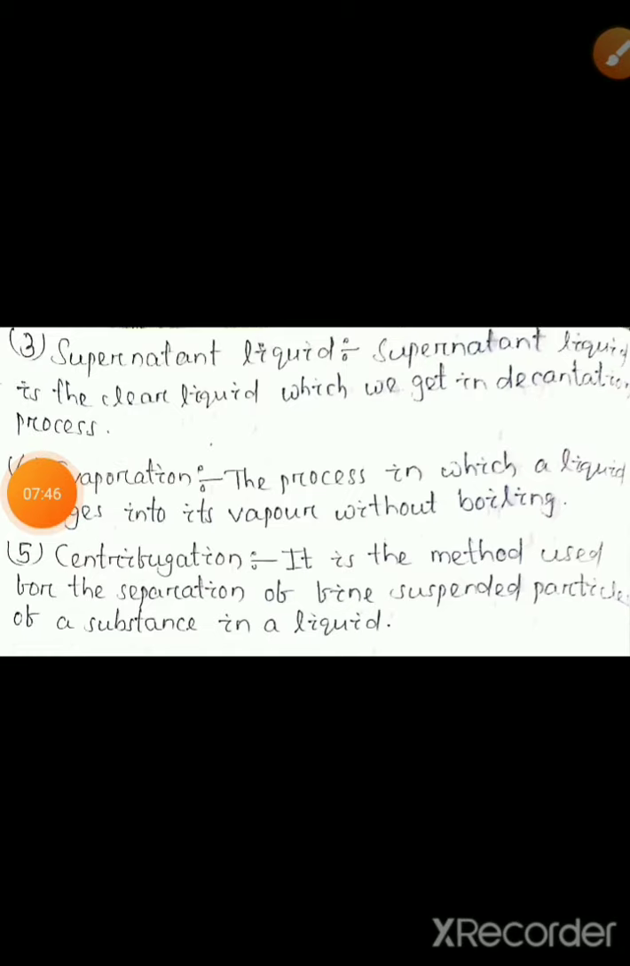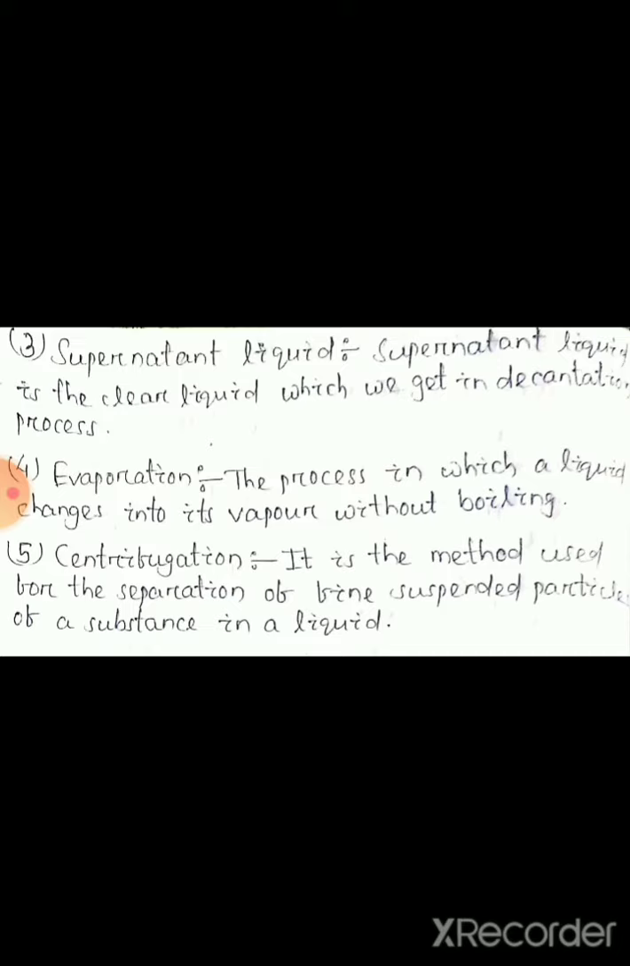The third term, that is supernatant liquid. We know supernatant liquid, where is it given? On page number 42, experiment 1 is written. There, this word supernatant liquid is written in the observation part. Page number 42, experiment 1, observation part. So the clear liquid of water, that is the supernatant liquid. That means supernatant liquid is the clear liquid which we get in the decantation process.